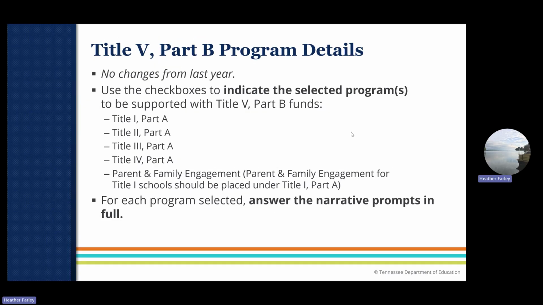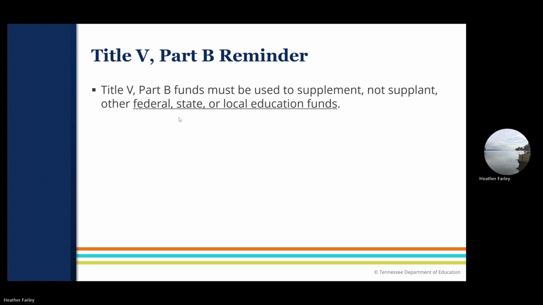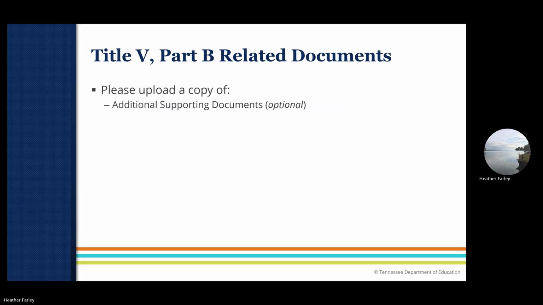And then just a reminder, there's no changes from last year: whatever you tagged in the budget, depending on the ESSA grant area it aligns with, you answer the questions within each one of those. And like Title III, Title V has a supplement not supplant of not just state and local, but federal as well. And if you want to upload any related documents, you can.